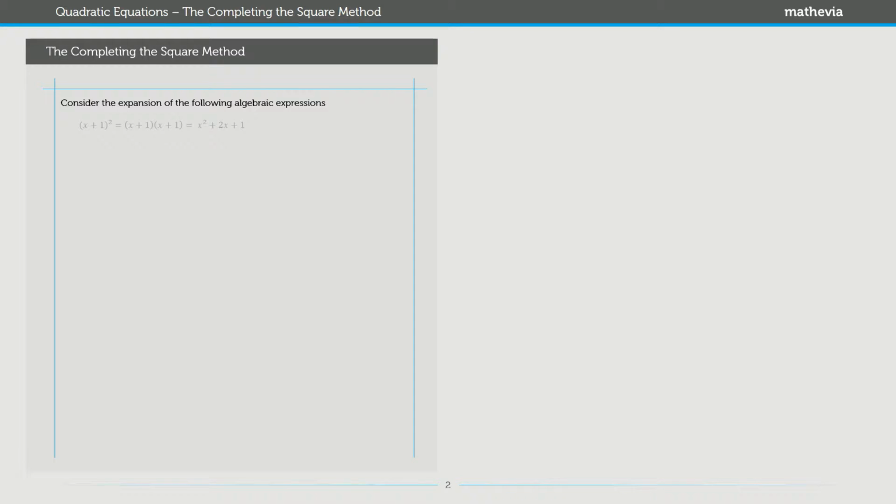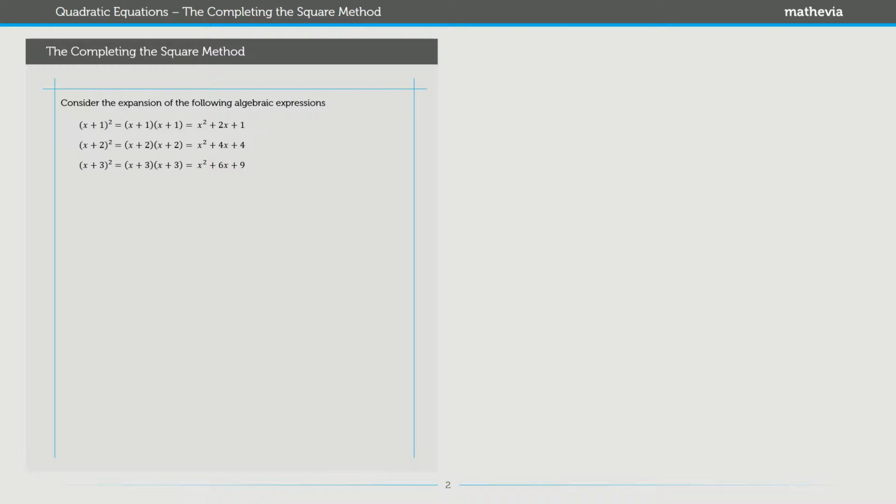We have x plus 1 all squared, and basically when you have x plus 1 all squared, this is x plus 1 multiplying x plus 1. What it gives you is x squared plus 2x plus 1. What if we had x plus 2 all squared? It will give you x plus 2 multiplying x plus 2, and that is x squared plus 4x plus 4.